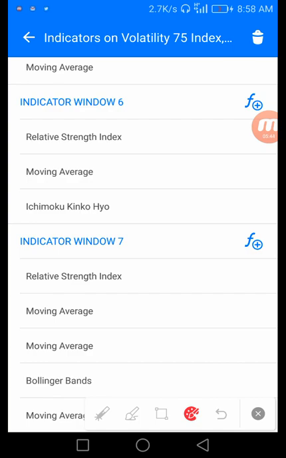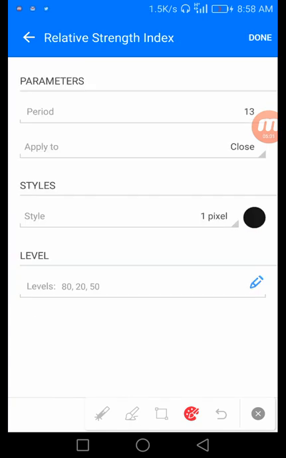This is the indicator we have based the strategy on, and it is called the TDI indicator. It is very common out there. There are a lot of settings for it, but these are the settings I use because I found they work best. So first of all, you add RSI to your chart. The period of the RSI is 13, apply it to close. Style, you make it any color you like, just make sure it is visible.